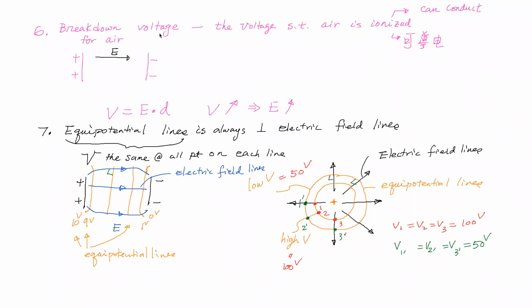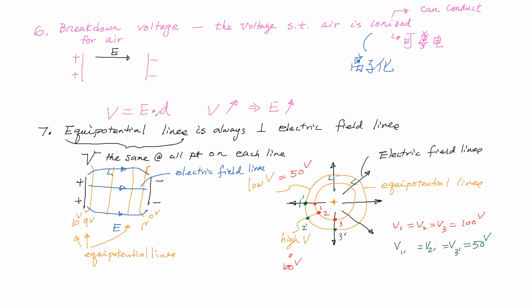Review the breakdown voltage for air. So air usually is an insulator, 绝缘体. The voltage such that the air will become ionized, so 离子化, ionized 离子化. So when it is ionized, then it can conduct. Conduct means 导电. So when the voltage keeps increasing such that air itself is no longer an insulator, it becomes a conductor. That's called a breakdown voltage for the air, or for any other material.